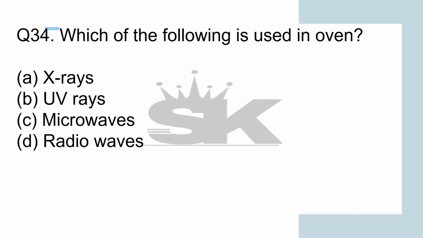Which of the following is used in an oven? Answer is microwaves. Microwave oven. The name itself says it. A microwave oven uses microwaves to heat food.